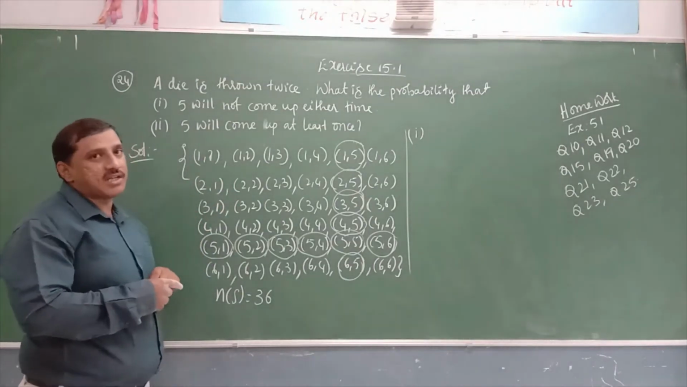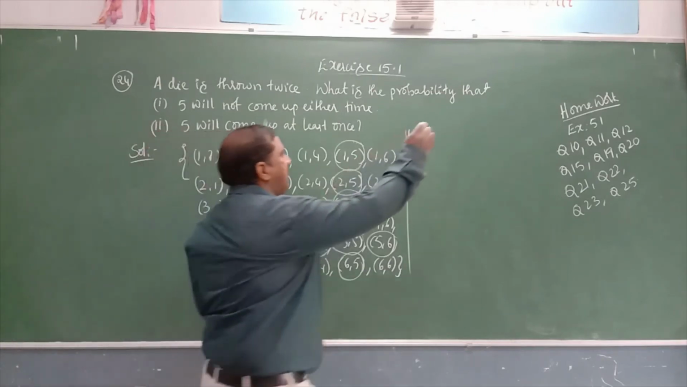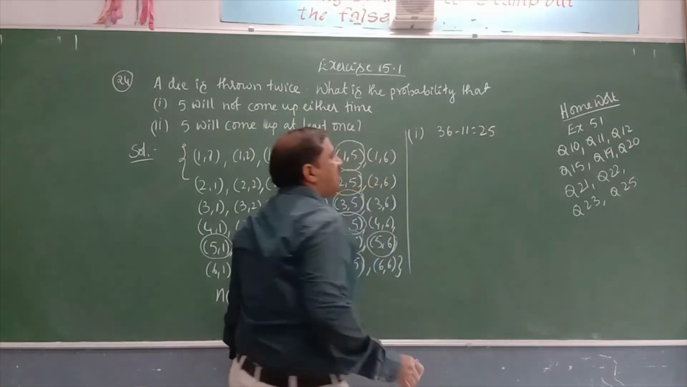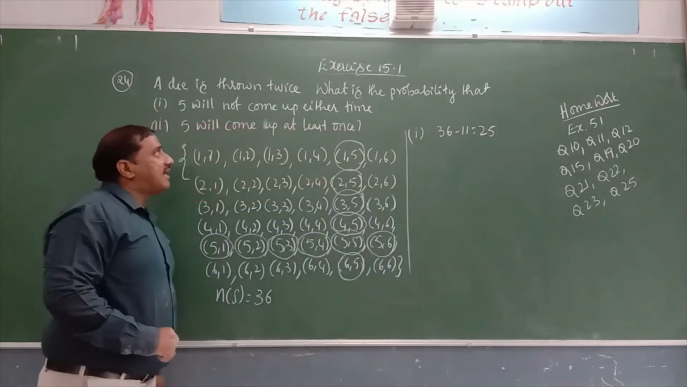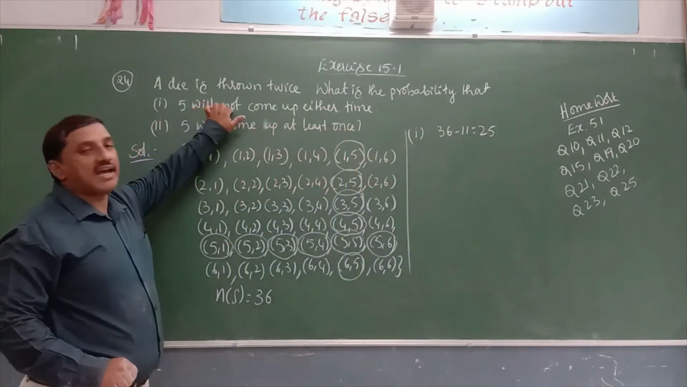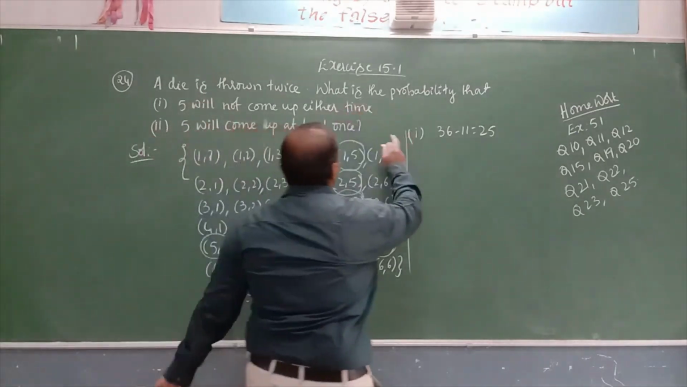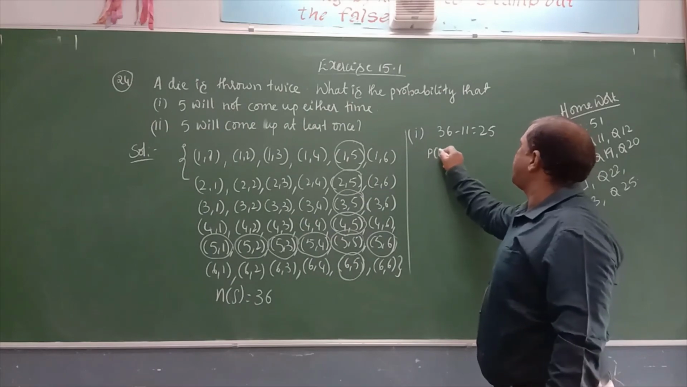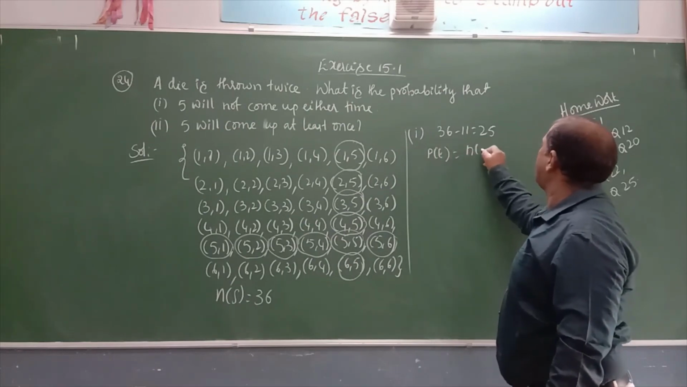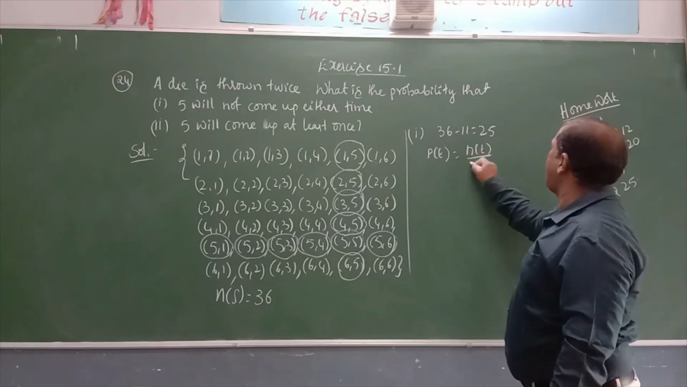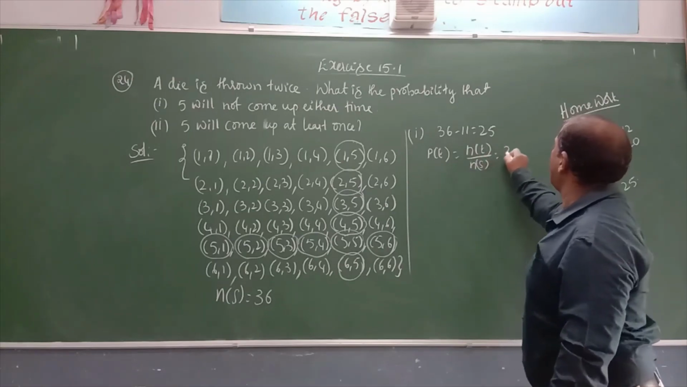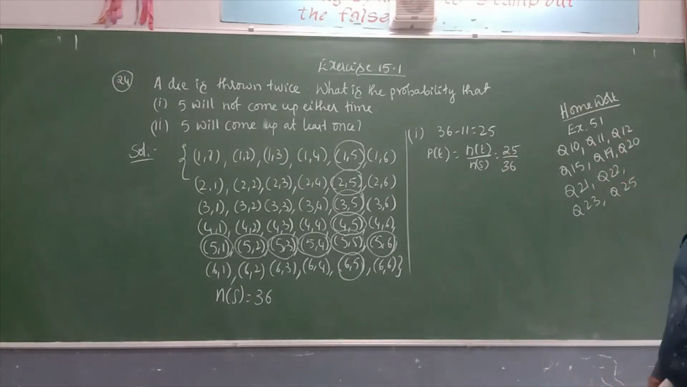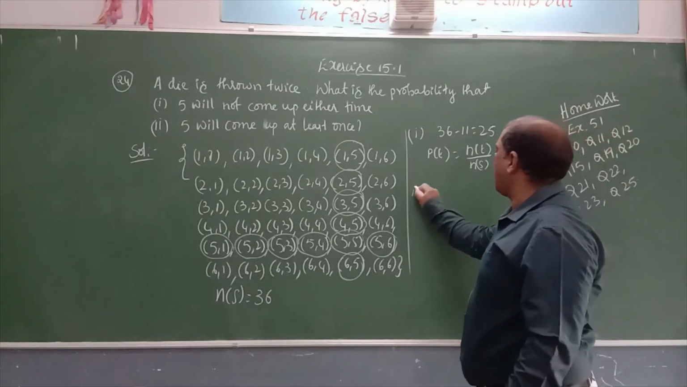The remaining outcomes, how many are there? 25 outcomes, that is 36 minus 11 equals 25. These 25 outcomes do not have a 5. Therefore, the probability of the first part, P(E) is equal to n(E) divided by n(S), which equals 25 by 36.